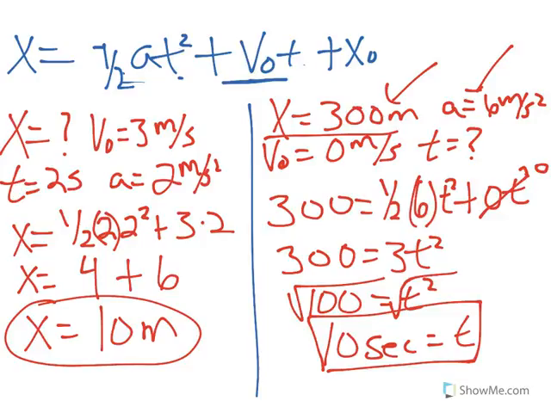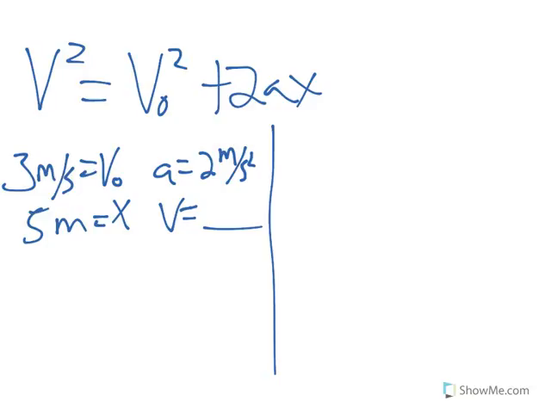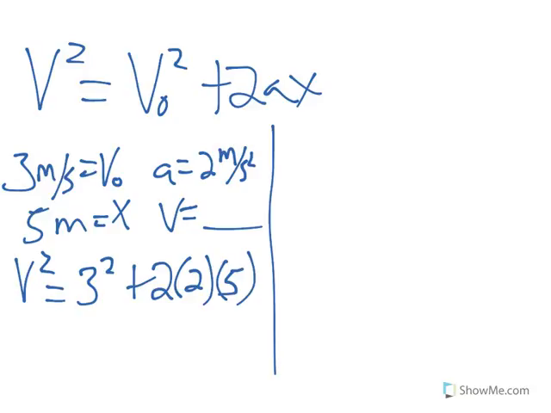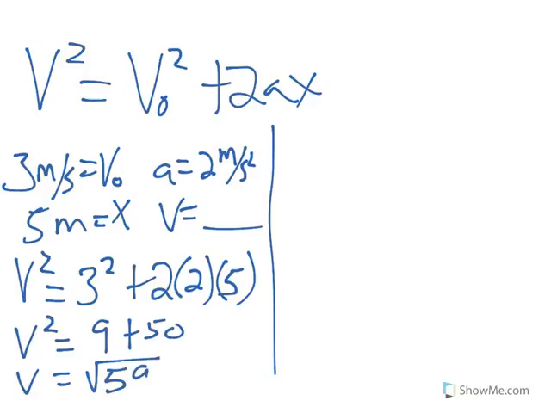And so I learned today that y'all didn't necessarily like doing quadratic formulas. So if you don't like quadratic formulas when you're trying to deal with time, try to use this. Okay, so v squared is equal to v naught squared, which would be 3 squared, plus 2 times acceleration, which is also 2, times 5. So we do that, and we would get v squared equals 9 plus 50, or v is equal to the square root of 59.